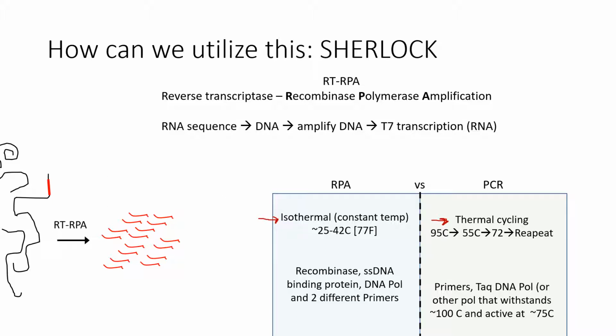Isothermal amplification is more useful when we're talking about low-budget or on-site detection, so we need a constant temperature. About 25 to 42 Celsius is where RPA functions. And how it gets away with this is that it uses a recombinase protein, a single-stranded binding protein, a DNA polymerase, and 2 different primers.